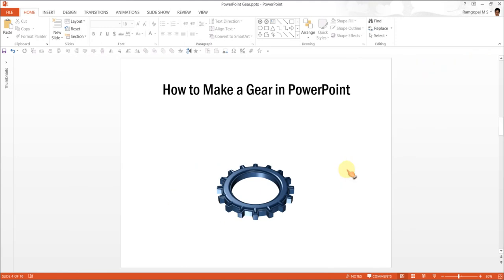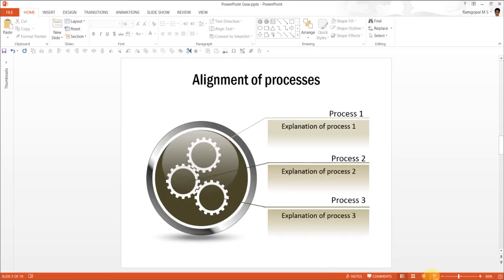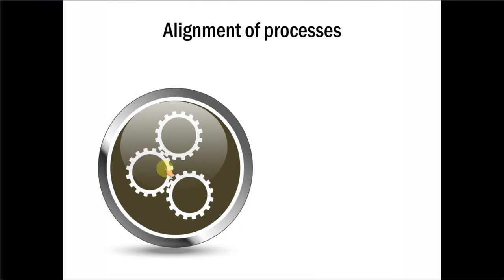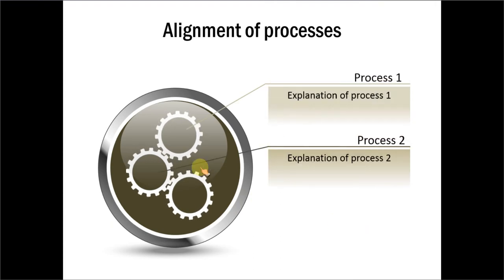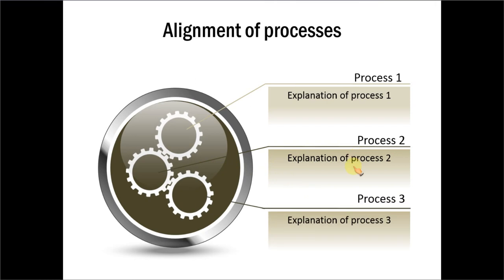I wish to show you some applications of the gear shape in PowerPoint. The example templates are taken from our PowerPoint CEO Packs volume 1 and 2. Let me show you the first example. This is an animated template, as you can see here. All three gears are rotating in unison. You have the first gear representing the first process, second process, third process, and this shows alignment of processes.